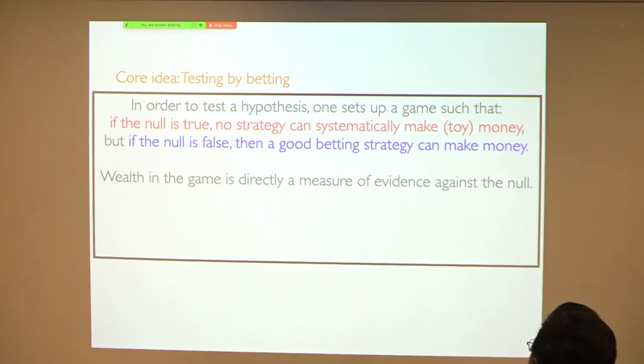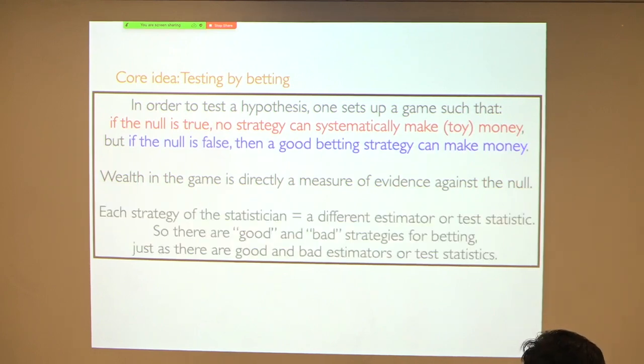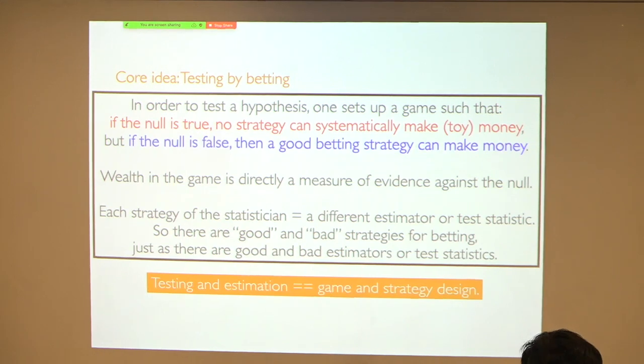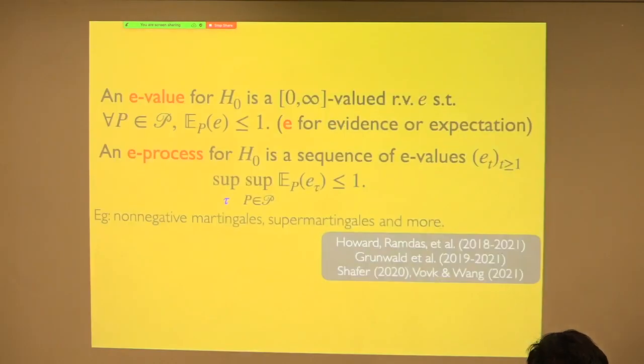So the wealth in the game is directly a measure of evidence against the null. And every strategy of the statistician in this game corresponds to a different estimator or test statistic. And we saw that there are good and bad strategies for betting, just like there are good and bad estimators or test statistics. And so we changed the problem of testing and estimation to one of game and strategy design. Okay, so that's what we saw yesterday.